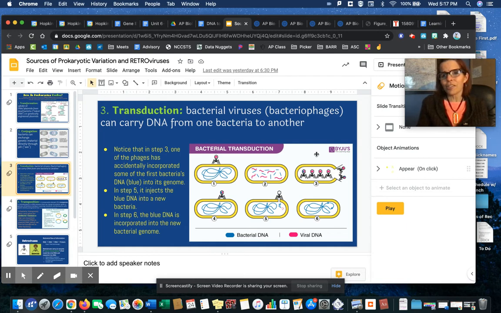The next way that bacteria can get new information is through transduction. I think this is the hardest one to remember. This is where bacteriophages, little viruses, accidentally pick up some bacterial DNA from their first host. And then when they go to infect the next host, they transfer some of that bacterial DNA. And so now this original bacteria's DNA is now in a new bacteria. So we've horizontally transferred DNA. It didn't happen through sex. That's usually how DNA gets transferred from parent to offspring.